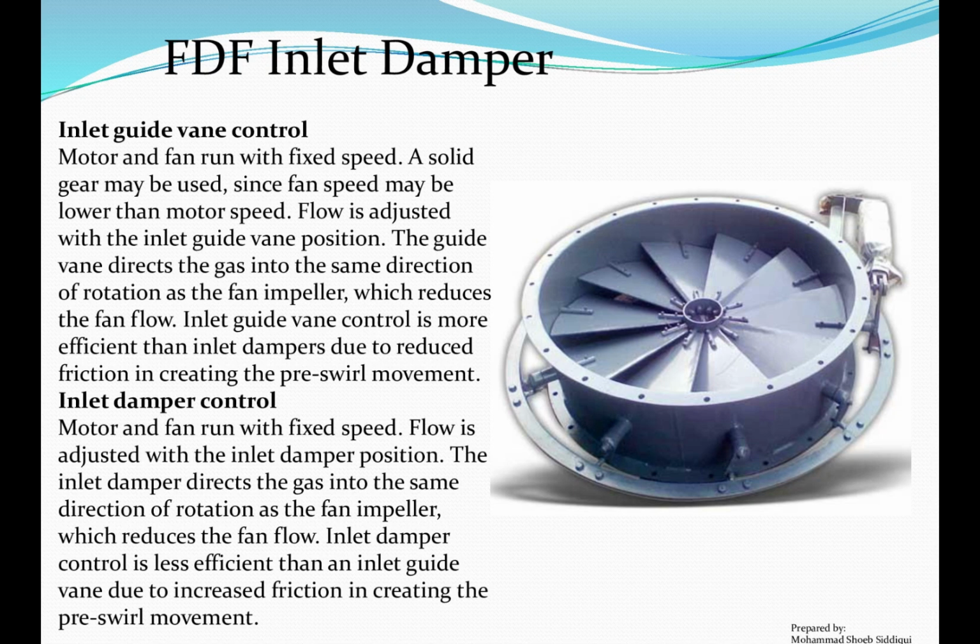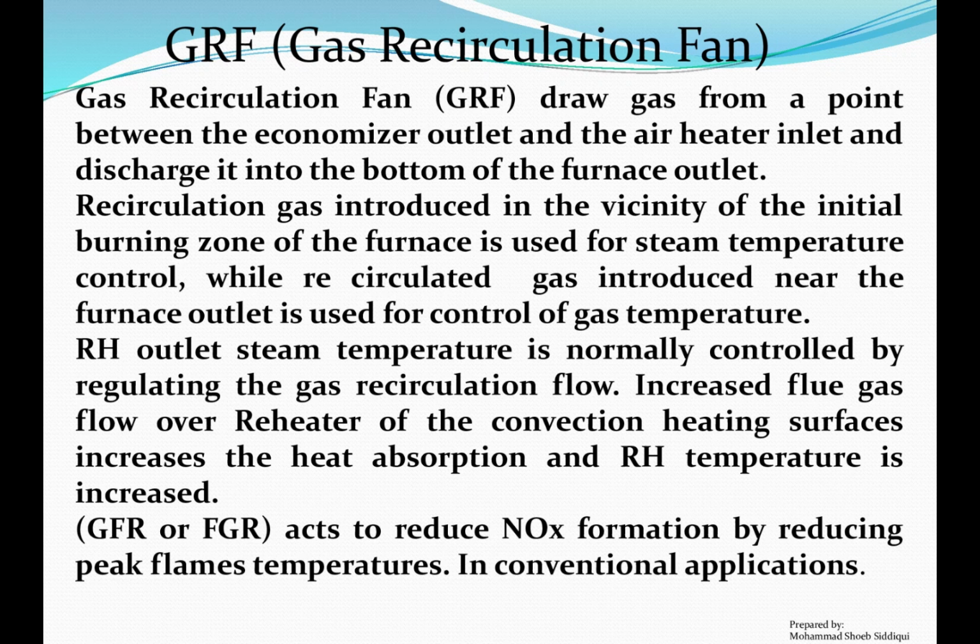Inlet damper control. Motor and fan run with fixed speed. Flow is adjusted with the inlet damper position. The inlet damper directs the gas into the same direction of rotation as the fan impeller, which reduces the fan flow. Inlet damper control is less efficient than an inlet guide vane due to increased friction in creating the pre-swirl movement. GRF, gas recirculation fan.